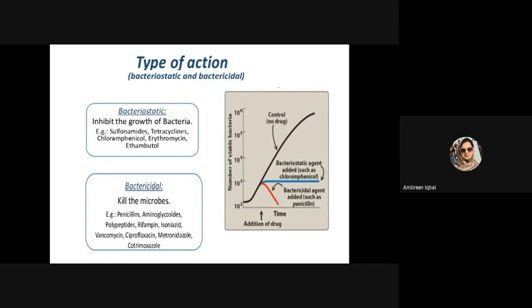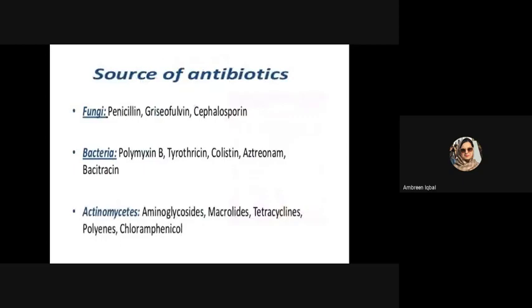Inshallah, I'll discuss this again in our coming lectures. Then next is the source of antibiotics. Penicillin, cryophyllins, cephalosporins, polymyxins, tyrothricin are obtained from bacteria. Some are obtained from fungus. Some are obtained from actinomycetes.